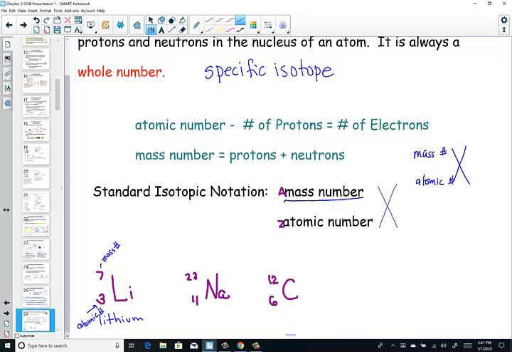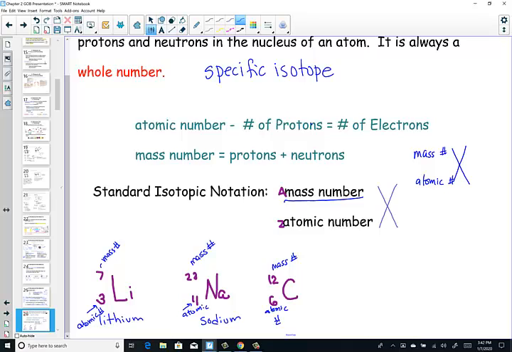The elemental symbol in standard notation for sodium. The mass number would be 23 and the atomic number 11. 23/11. Notice the trend, big number over small number, big number over small number. A standard isotopic notation for carbon 12 places 12/6. Mass number over atomic number.